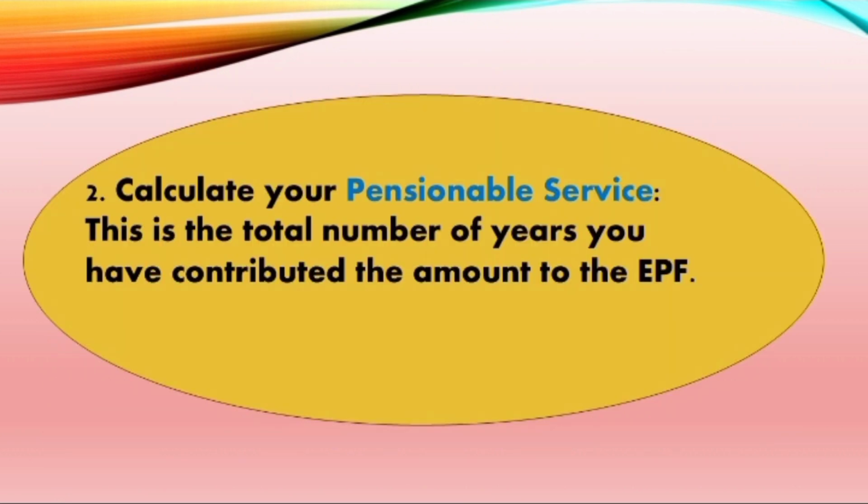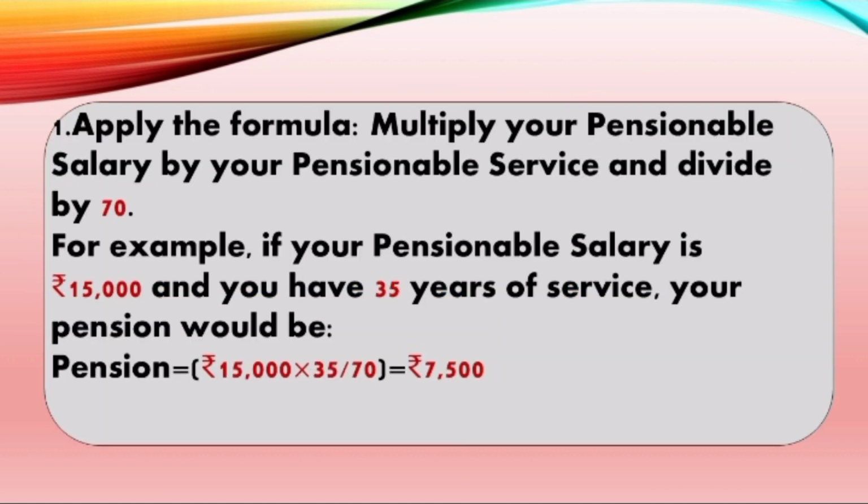Now, second point, calculate your pensionable service. This is the total number of years you have contributed to the EPF. Now, apply the formula: multiply your pensionable salary by your pensionable service and divide it by 70. For example, if your pensionable salary is rupees 15,000 and you have 35 years of service, your pension would be around 7,500 rupees.